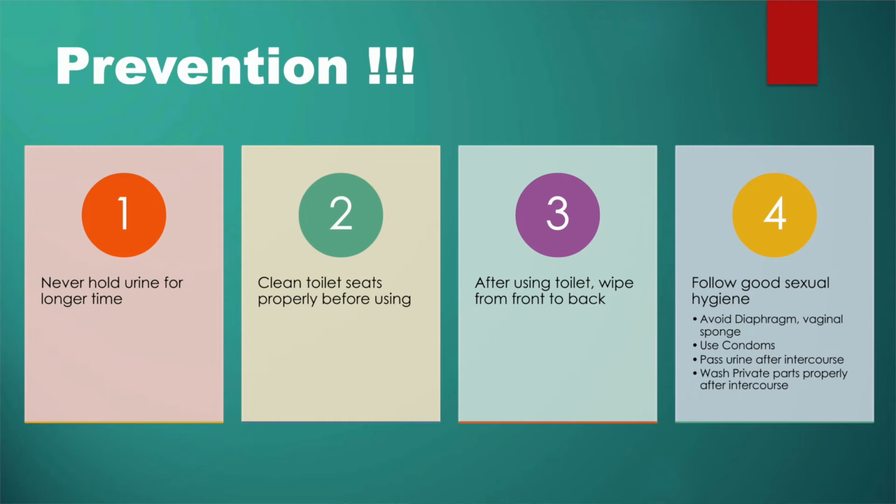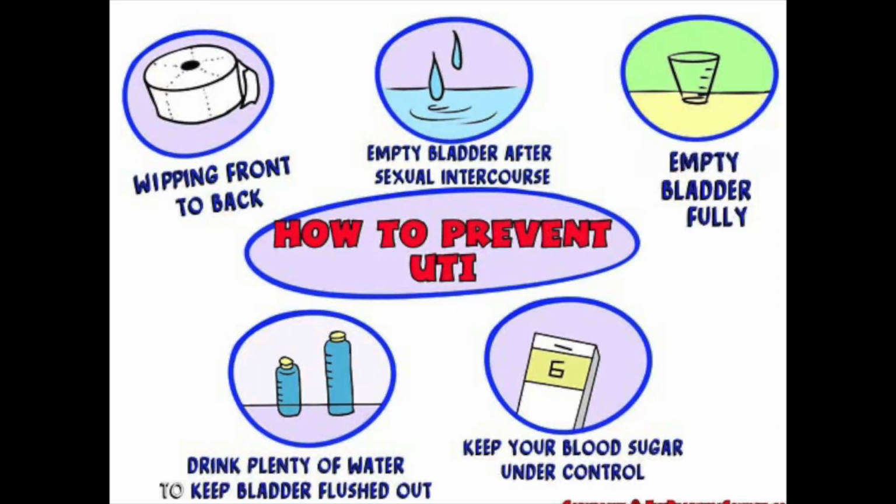Clean toilet seats properly before using. After using the toilet, wipe from front to back, because your anus contains organisms. These bacteria are naturally present in your anus. So if you wipe from back to front, you will introduce those organisms into your urethra. So never do that. Always clean from front to back.